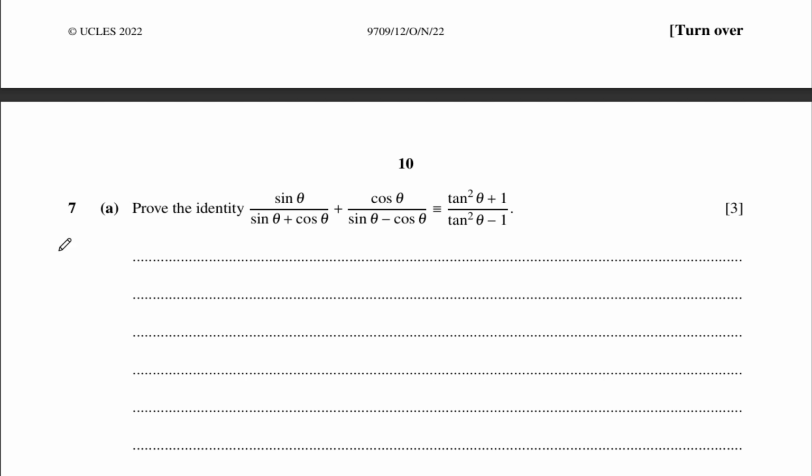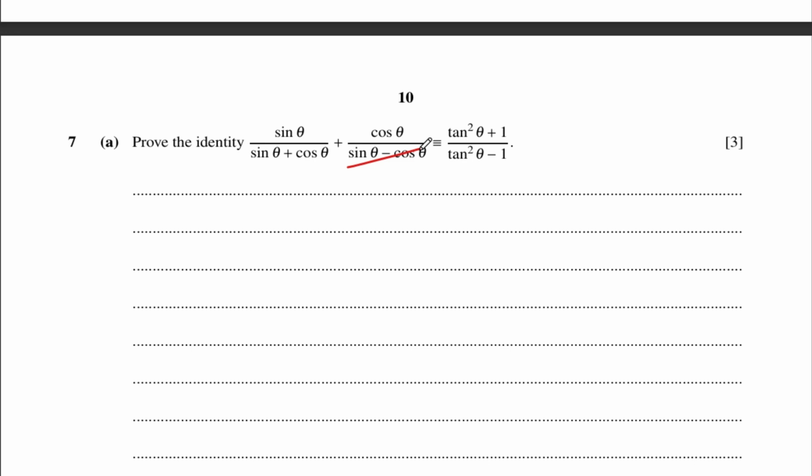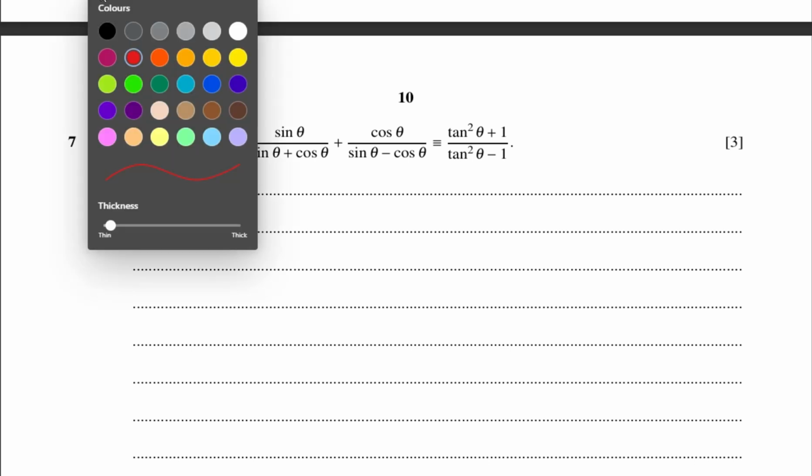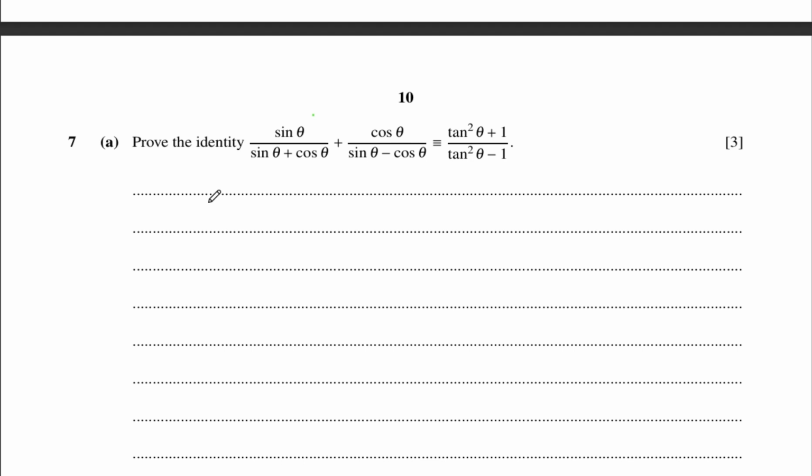So next, question number 7, prove the identity sine theta over sine theta plus cos theta plus cos theta over sine theta minus cos theta equals tan square theta plus 1 over tan square theta minus 1. So we will take the left hand side. Now we are going to take the LCM of the lower parts, sine theta plus cos theta, sine theta minus cos theta.